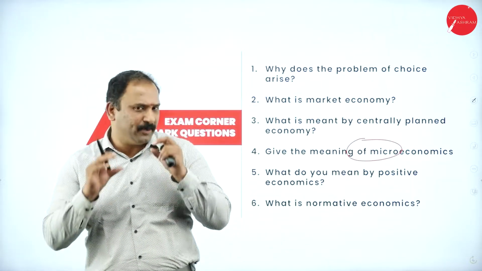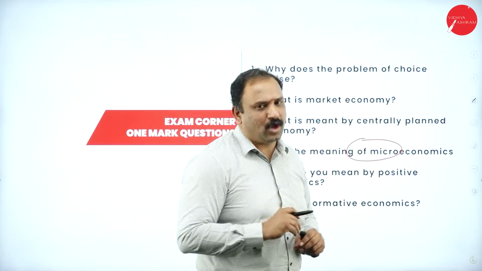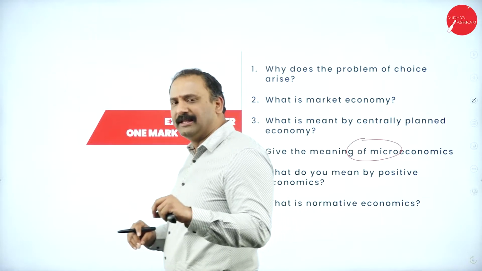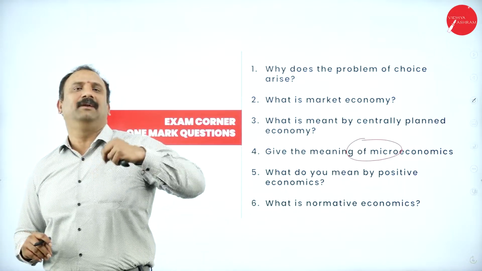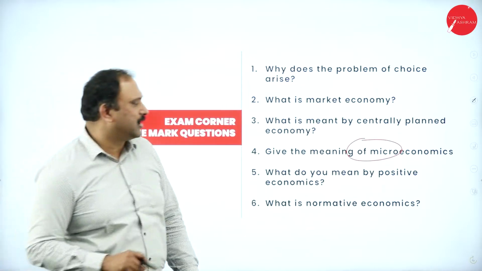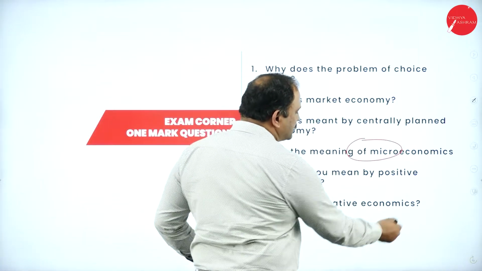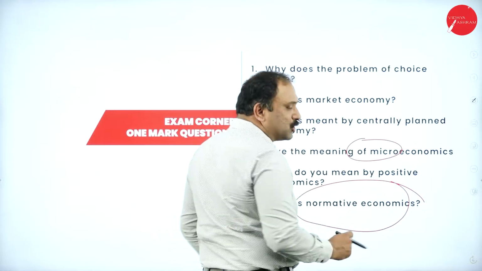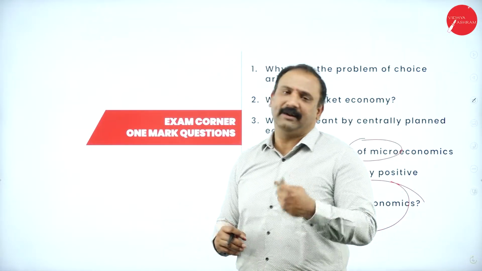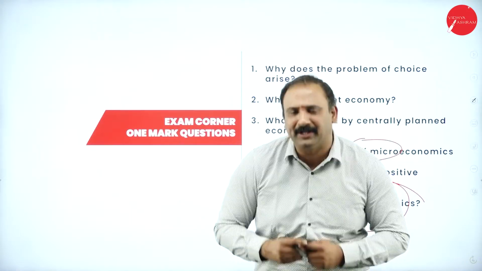Normative economics. Look at the word normative. Normative means that there is something which needs to be there, something which has to be followed. The norms, the rules and the regulations that we are talking about. So that's why we use this word normative. As it needs to be, as it should be, that's where normative economics comes into the picture.